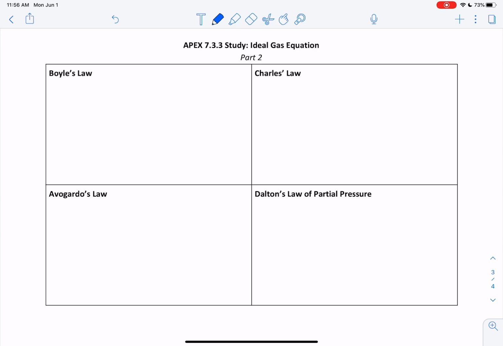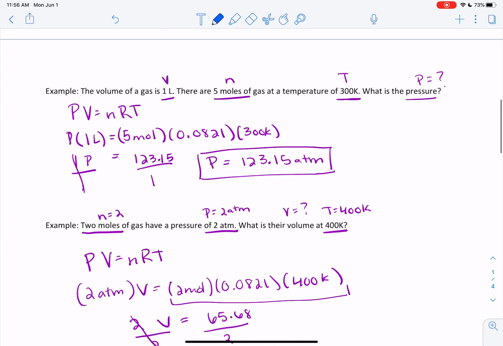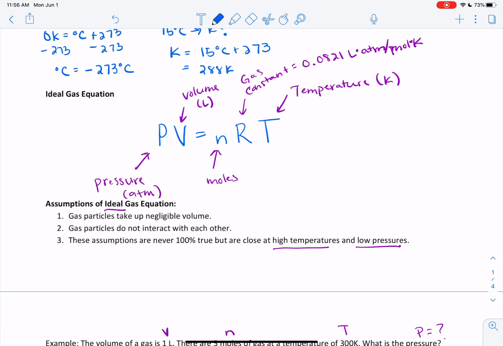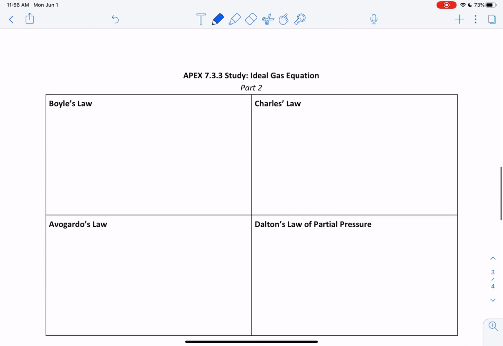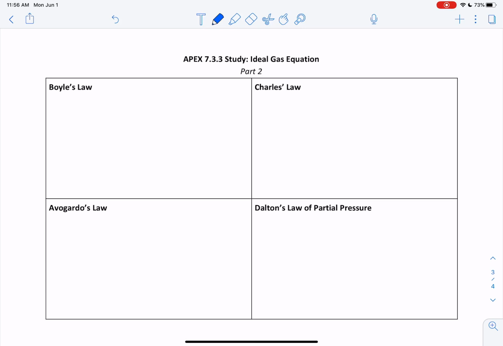Okay, so yesterday we talked about the ideal gas equation, which if we go back was this equation right here. Pressure times volume equals number of moles times your gas constant times the temperature. Okay, so we can take that equation and sort of break it down into smaller equations. And that's what we're going to look at today. So I'm going to write the ideal gas equation up here so we remember it.